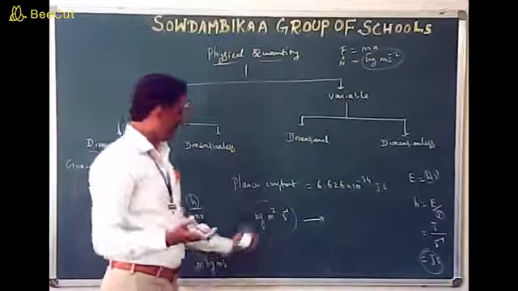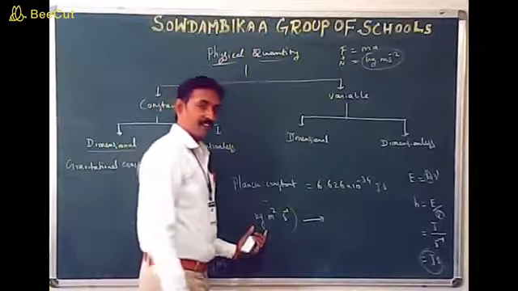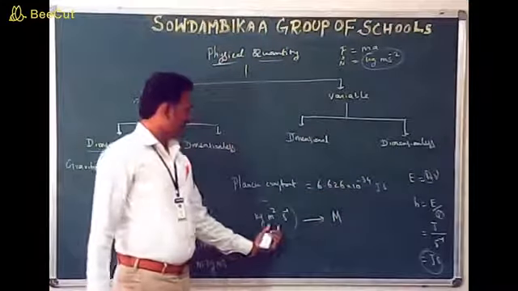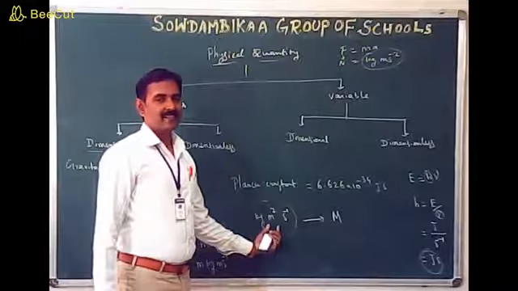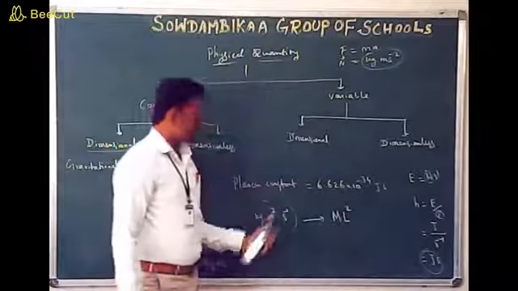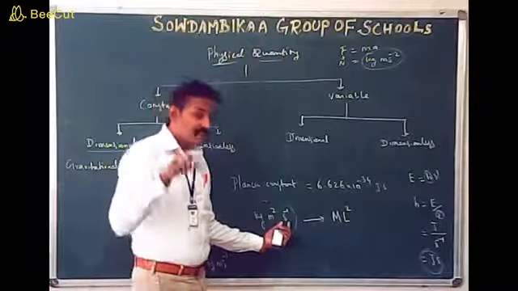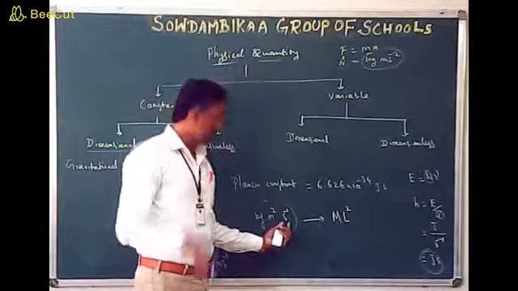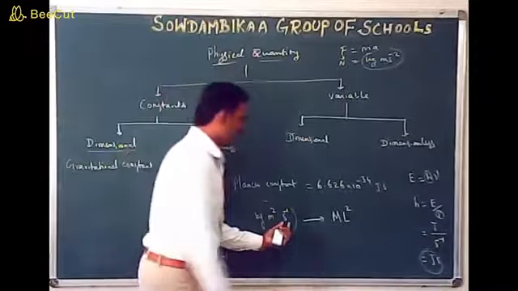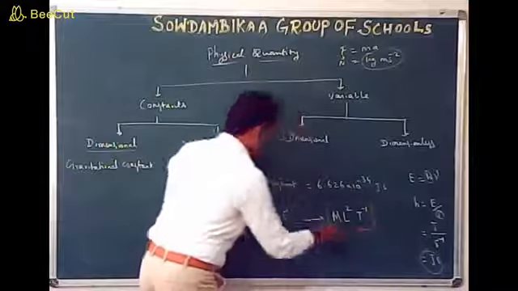What do we write? The dimension for kilogram. Kilogram is a mass, so the dimension for kilogram is M. Then meter is a length. The dimension for length squared is L square. Then the dimension for time is T. But the unit for time is second, so we have to watch that carefully. So T power minus 1. Now this is the dimension for the Planck constant.